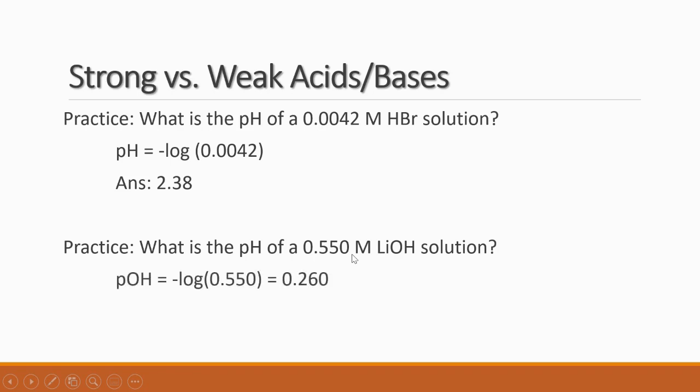So first we need to find the pOH. And once we know the pOH, then we can plug that into the pH plus pOH equals 14 equation. So pH equals 14 minus 0.26, which is the pOH, and we get a pH of 13.740.